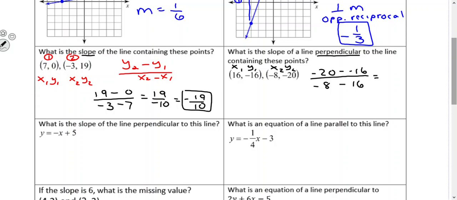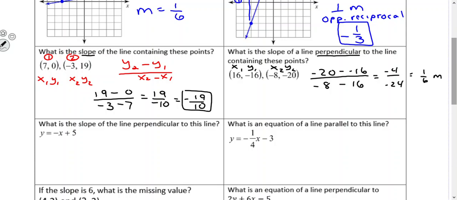When I simplify all these, I'm going to get negative 20 minus negative 16. And in the top, I will have negative 4. In the denominator, I'll have negative 8 minus 16, which would give me negative 24. I can do some simplifying of that. Negative divided by a negative is a positive, and 4 divided by 24, we can simplify as 1 divided by 6. So this would give us positive 1/6 is the slope.